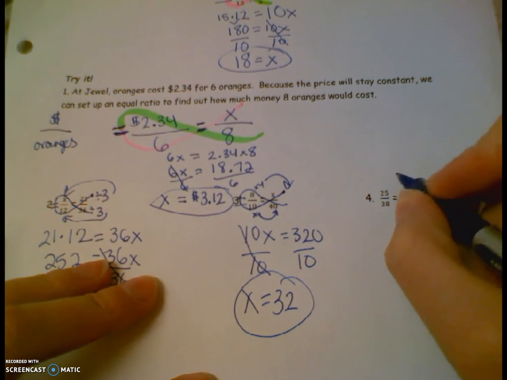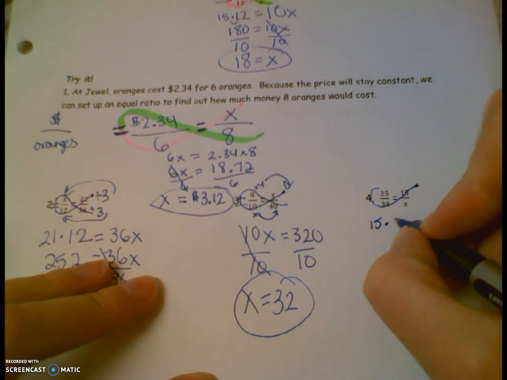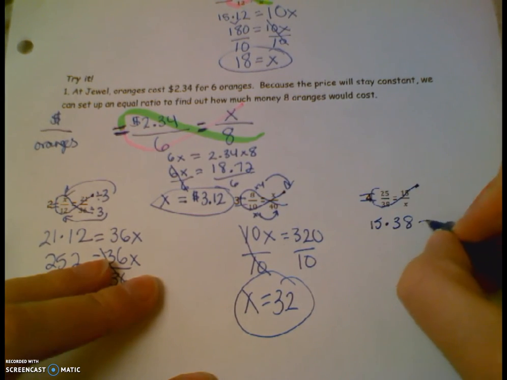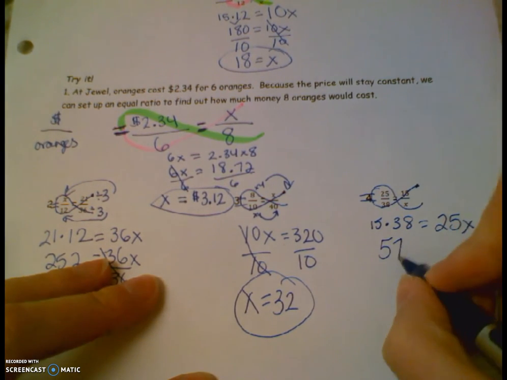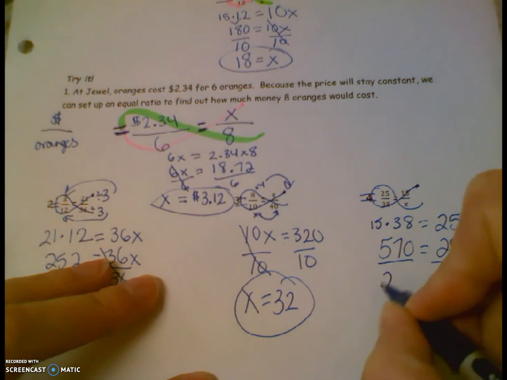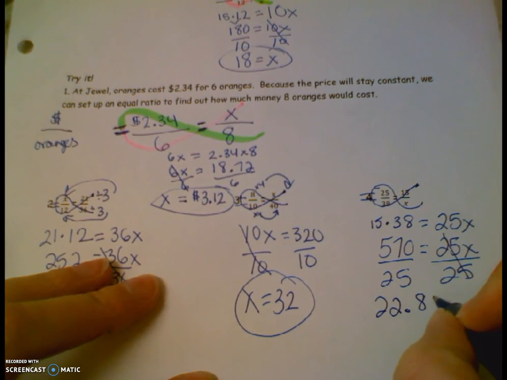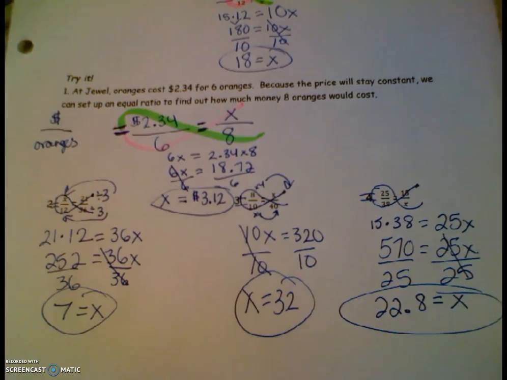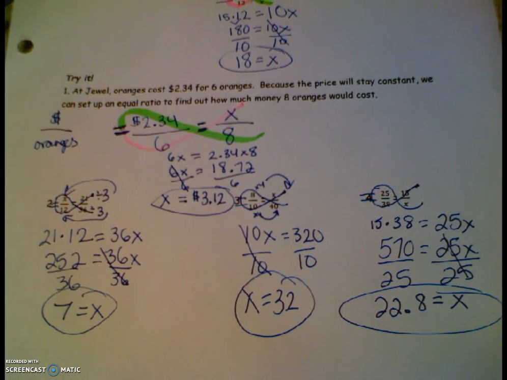Again, starting in the top right-hand corner, 15 times 38 equals 25 times x, which would be 25x. 15 times 38 is 570 equals 25x. I divide by 25, and I find out that my answer is 22.8 equals x. Tomorrow, we're going to talk about a way to check your work for that problem as well.